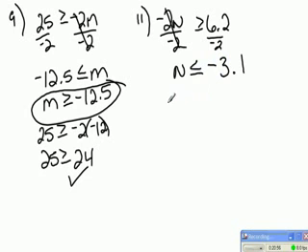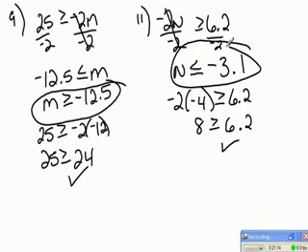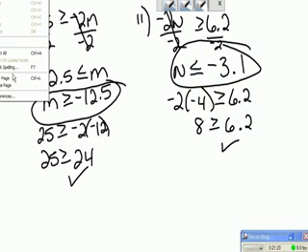I need to check my answer by picking a number less than or equal to negative 3.1. I'm going to choose negative 4. That would be less, so that worked. Negative 2, replace the n with negative 4, greater than or equal to 6.2. Negative 2 times negative 4 is positive 8, greater than or equal to 6.2. That is true, so this works. And I'm going to go ahead and move on to the next problem.